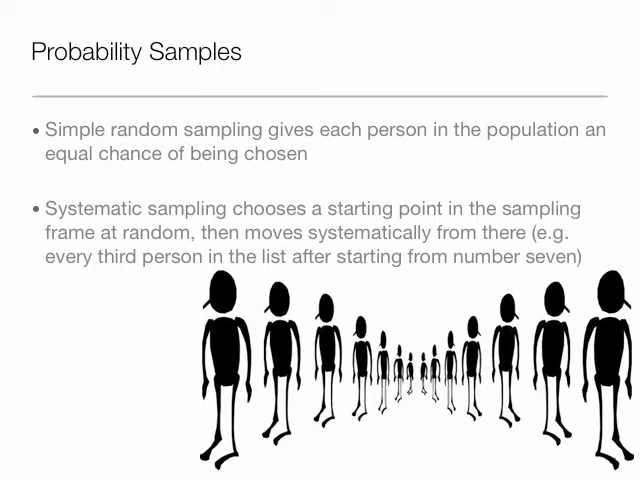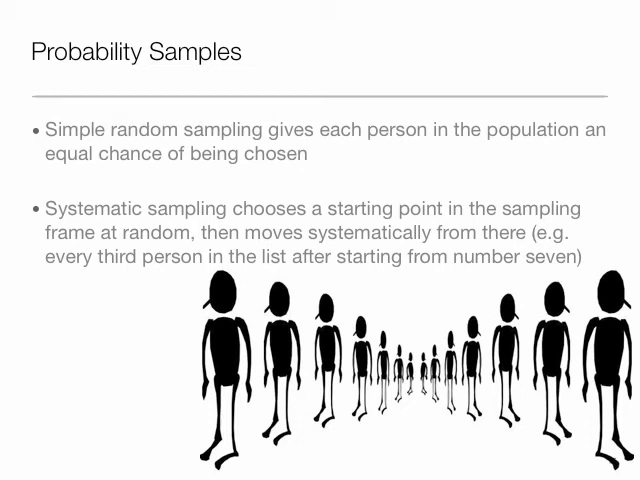Now, you can get random tables in the back of some statistics books and things like that, and there's different ways to get started and to use them, but essentially what it's saying is that you know how to get to every single person, and you're taking a simple random sample of that population.